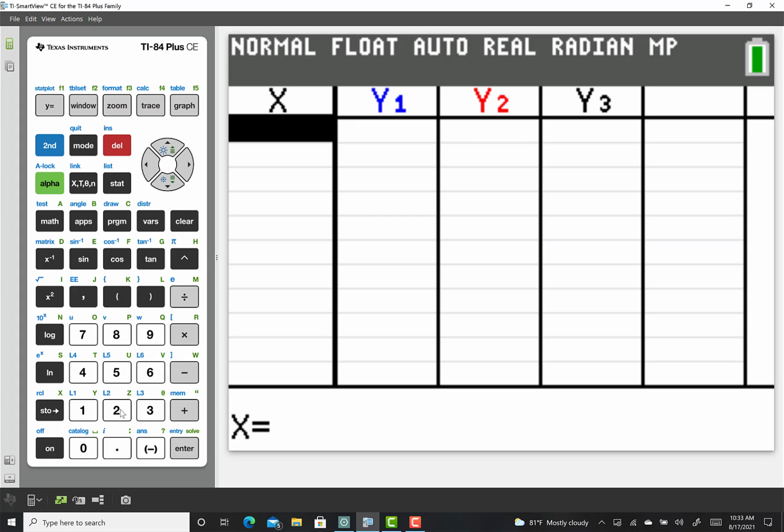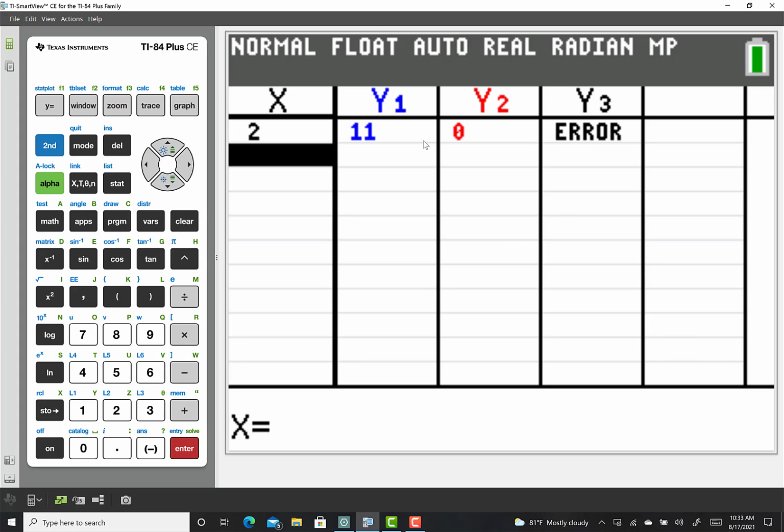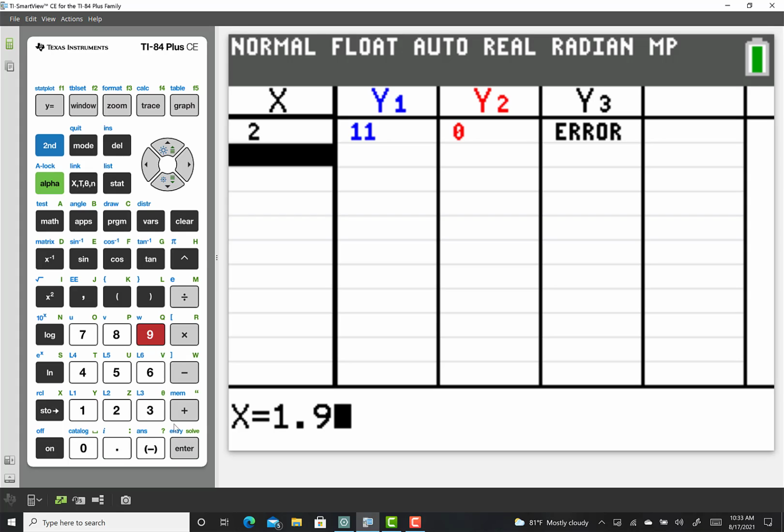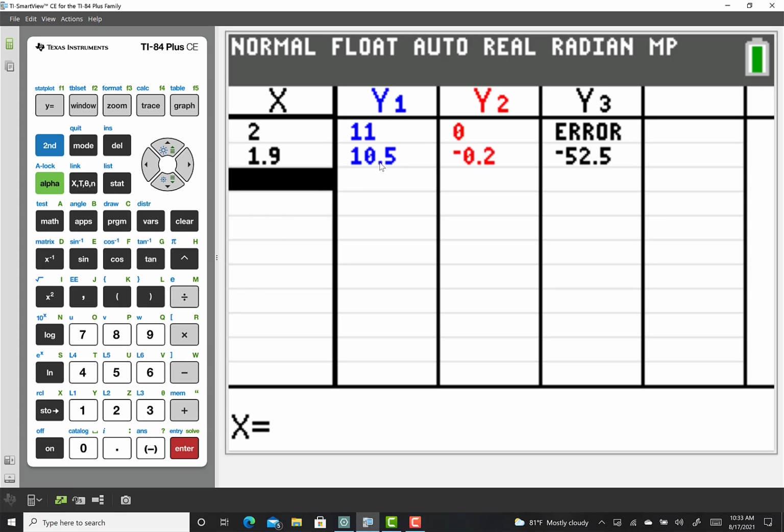So check it out. If I put 2, I'm going to get undefined on y3. See? The y1 is 11 and the y2 is 0 because that's what we just did. So I'm going to get really close to 2, but from the left. So what did we say? Like 1.9? And look, the numerator is going to be some number close to 11, and look at what the denominator is, negative 0.2. And look what I get.